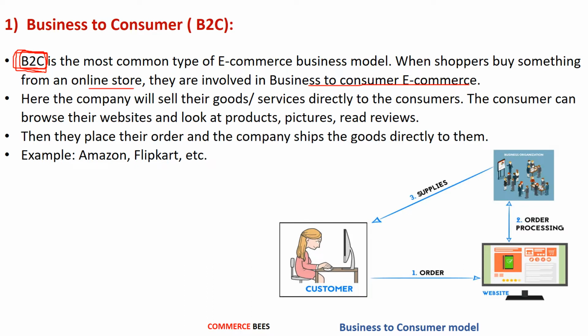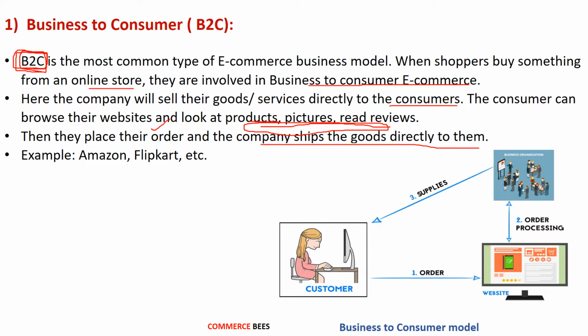Here the company will sell their goods or services directly to the consumers. What the company will do is place all their products or the services they are providing on websites, either on their own website or on any other famous websites like Amazon, Flipkart. The consumer will visit that website, look at the products and the pictures, and also read the reviews about the products from previous buyers. After doing all this, the customer will place the order to the company and the company will ship the goods directly to the customer.